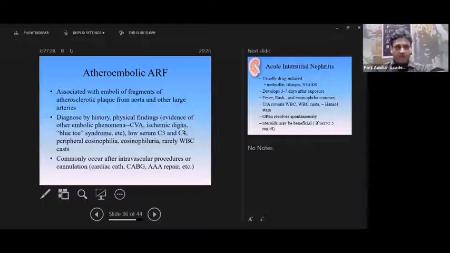In investigation, we will see low C3 and C4 levels. Patients have peripheral eosinophilia, and many times RBC and WBC casts. For this patient we generally have to give supportive treatment as well as dialysis, because there is no specific treatment.